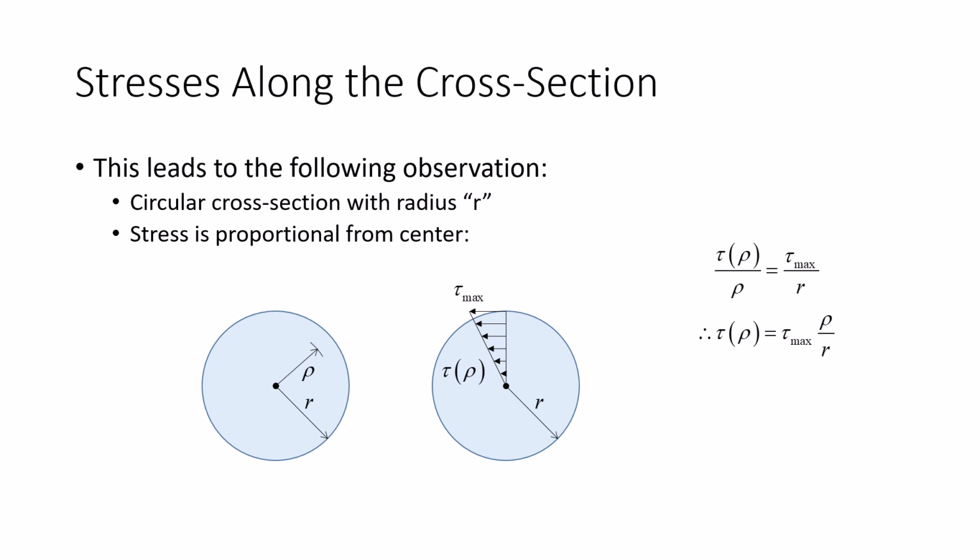So, I propose a function for stress, tau, as a function of what I'm calling rho. Rho is the distance from the center to how far out. Rho is going from rho equals 0 to rho equals r, being the radius of the shaft. That the stress is equal to rho over r times some maximum stress. We don't know what that maximum stress is yet. We will figure that out.